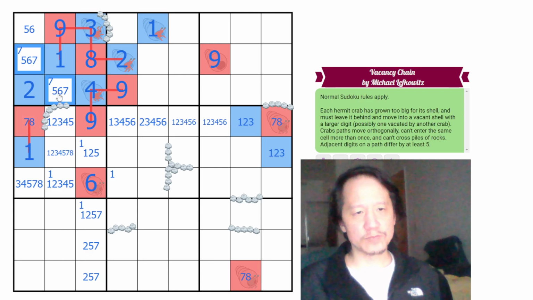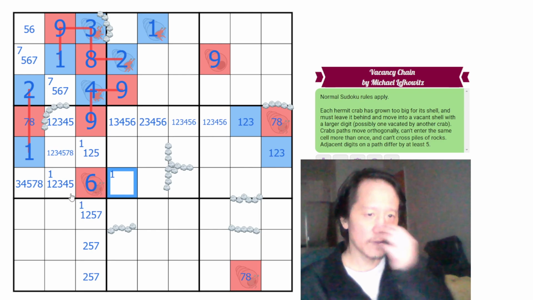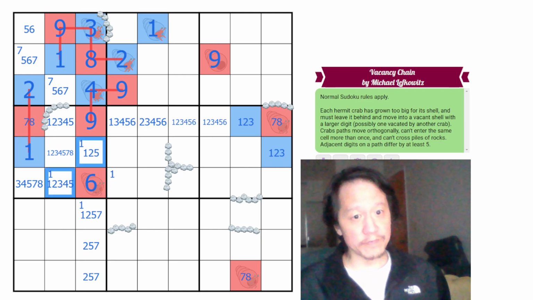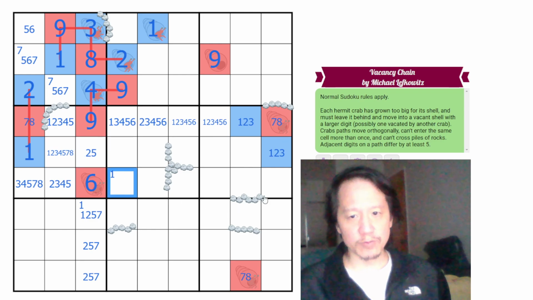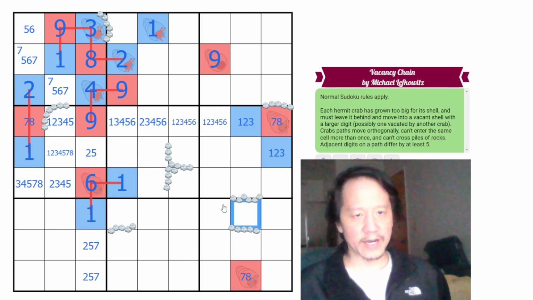The 7 is one of these two that goes to the 2. The 2 has to continue on here. This is 1, which means none of these can be 1. Which means this has to be 1 and this has to be 1. So it must connect this way. So these are both low and on the paths each.